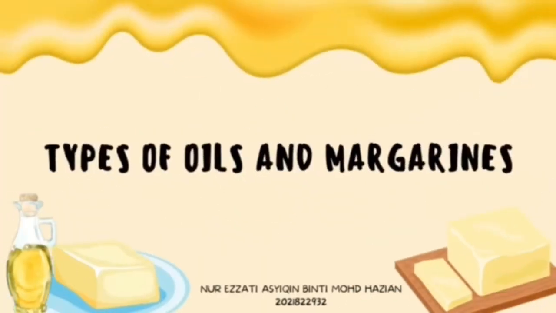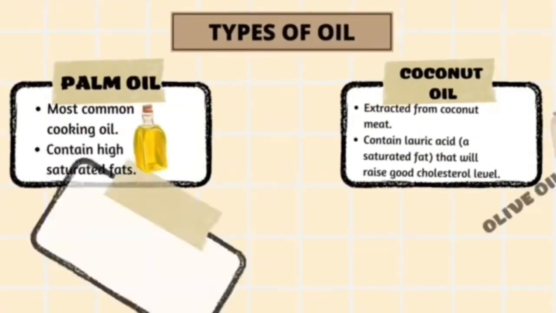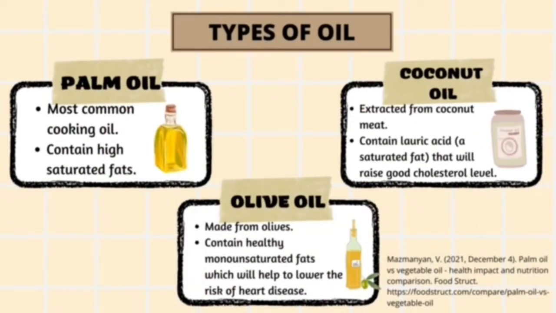Next, we move to types of oils and margarines. Firstly, palm oil. Palm oil is the most common cooking oil. Many people use palm oil in their cooking. Palm oil also contains high saturated fats. Next, coconut oil. Coconut oil is extracted from coconut meat. It contains lauric acid, which is a saturated fat that helps to raise good cholesterol level.